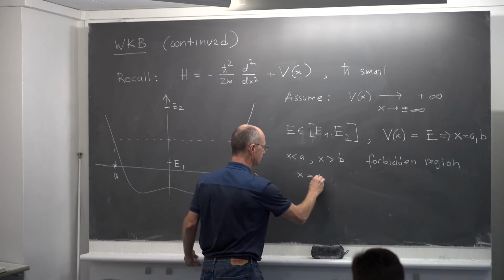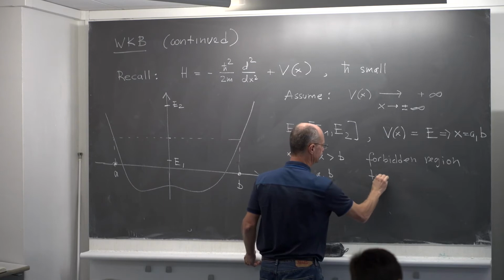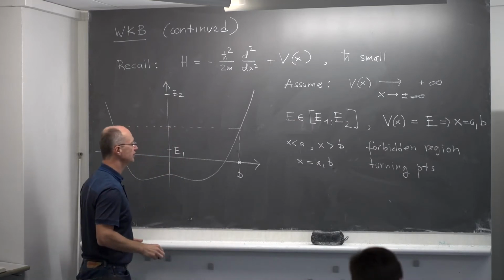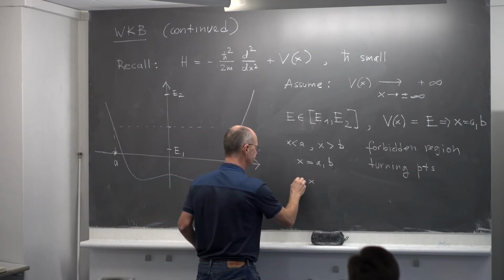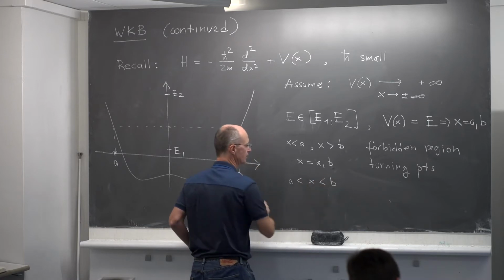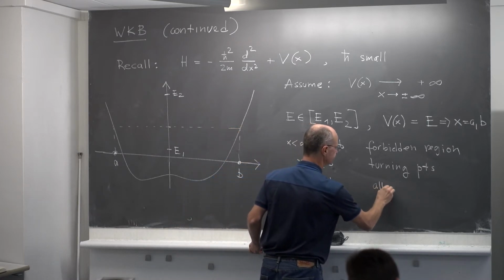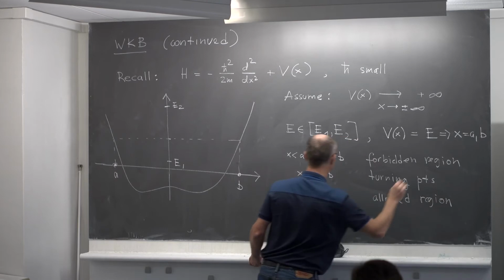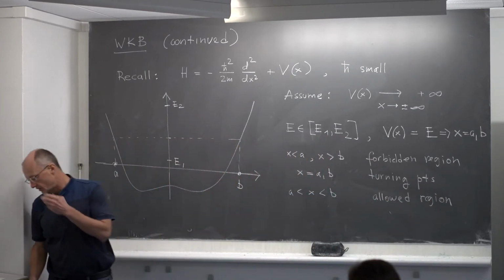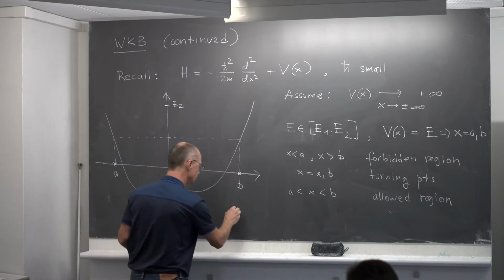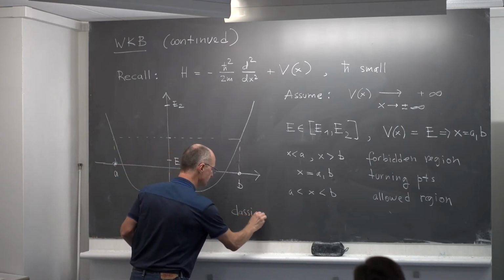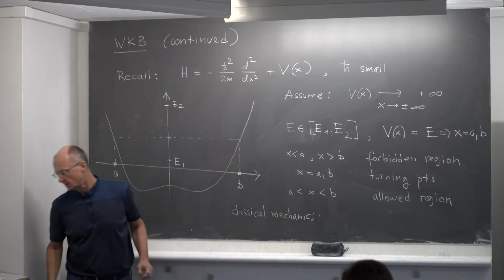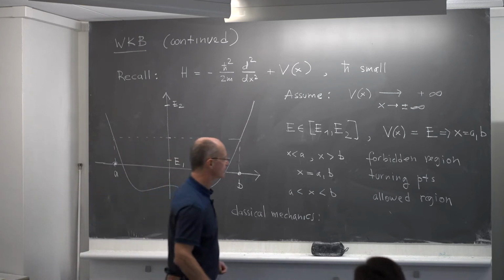Now x equal to a or b, these are turning points, and finally x between a and b, that's the allowed region. And actually in the allowed region we have the classical mechanics story, and for us this classical mechanics is the following.